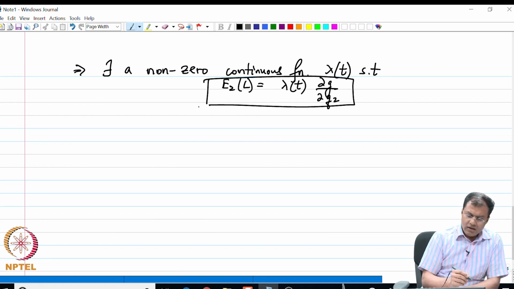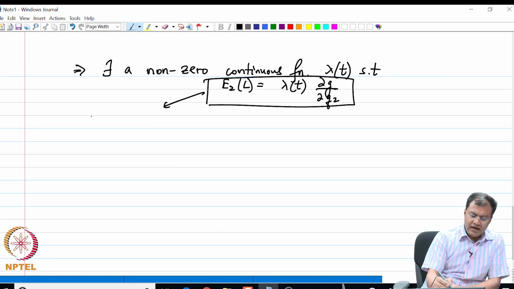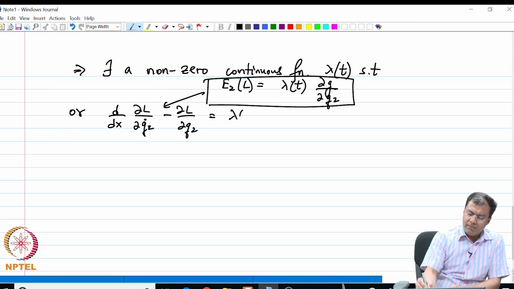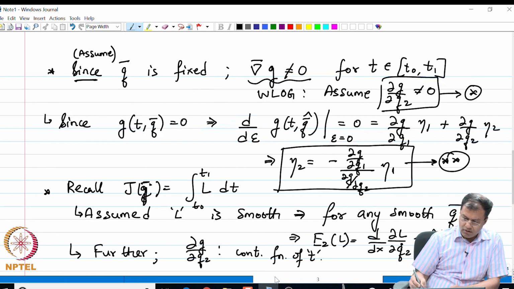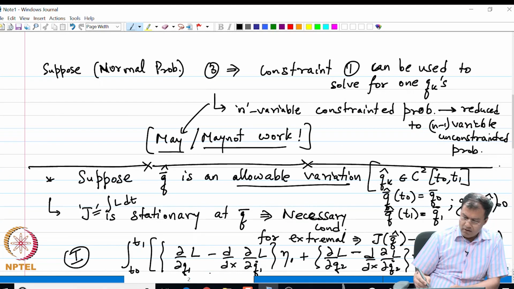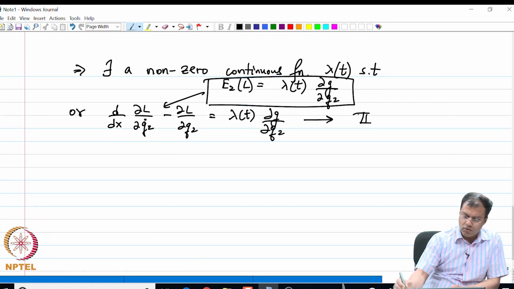So, expanding this, this means that d dt of del L del Q2 dot minus the partial L partial Q2 is equal to lambda times del G del Q2. Let us see what numbering notation we have used. We have called the earlier result 1, so let me call this result 2.